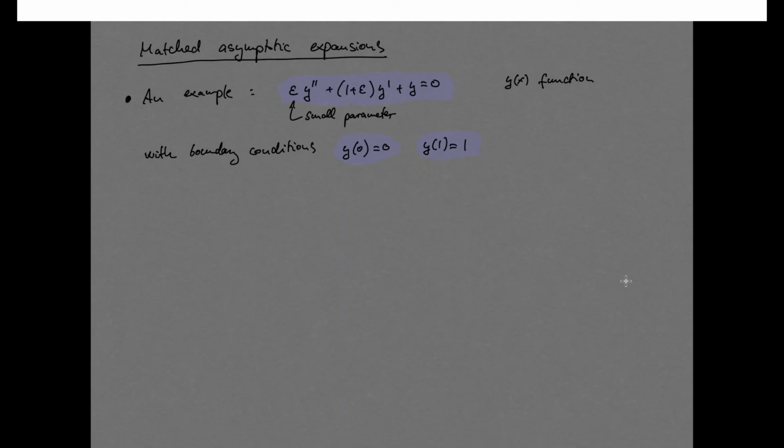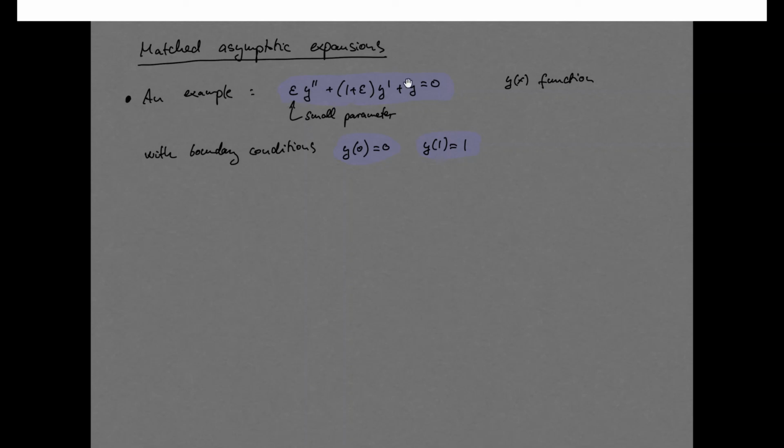The method of matched asymptotic expansions is a very useful technique for finding an accurate approximation to a differential equation which is singularly perturbed. The domain of the function, which is going to be y of x for us in this example, may be divided into two or more regions or layers where you treat the problem differently. Okay, so let's look at this example.